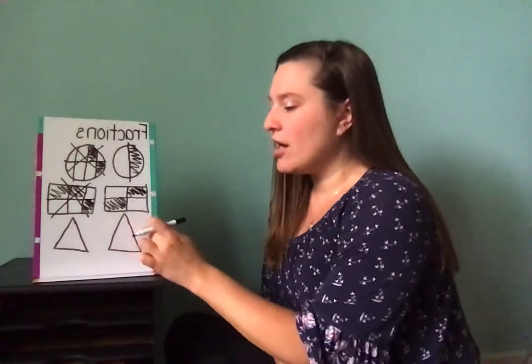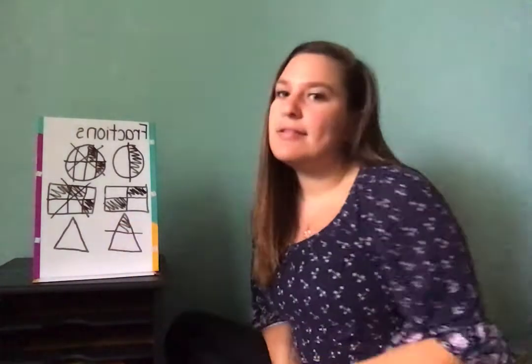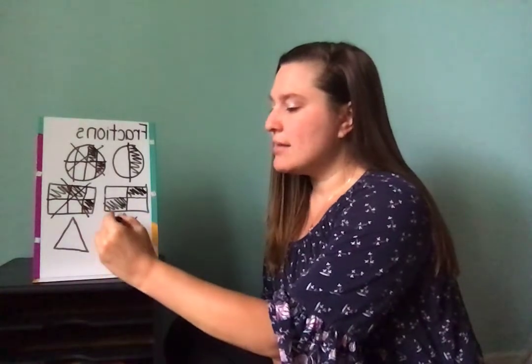A triangle is really tricky. A triangle does not have the same amount all the way around, because if I cut my triangle right here, this part is not the same as the bottom. We want to make sure that everybody gets the same amount, so we're putting an X on this one.